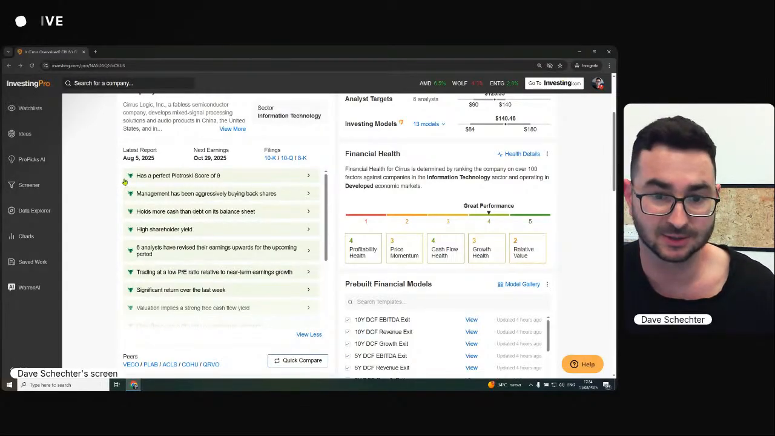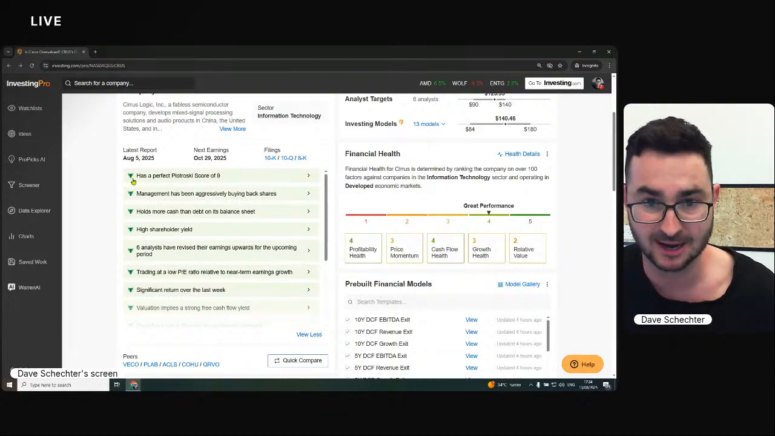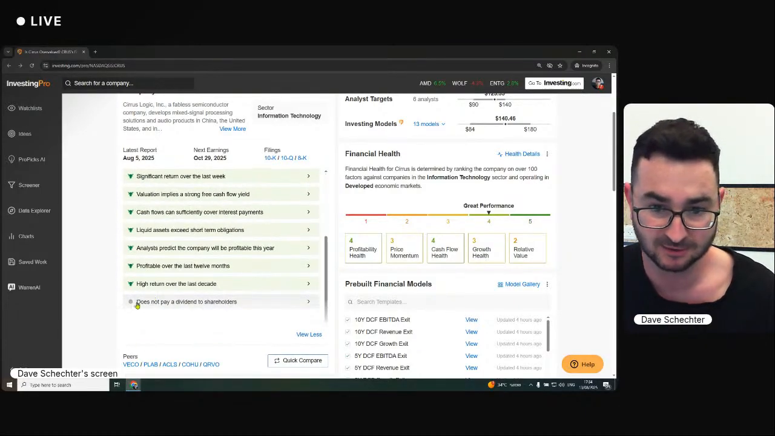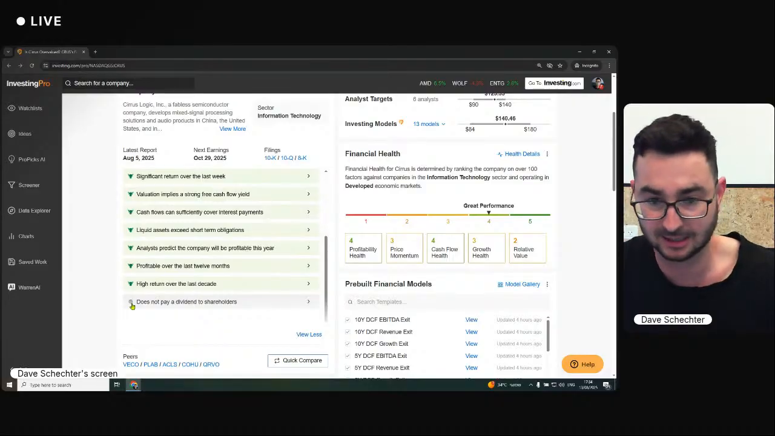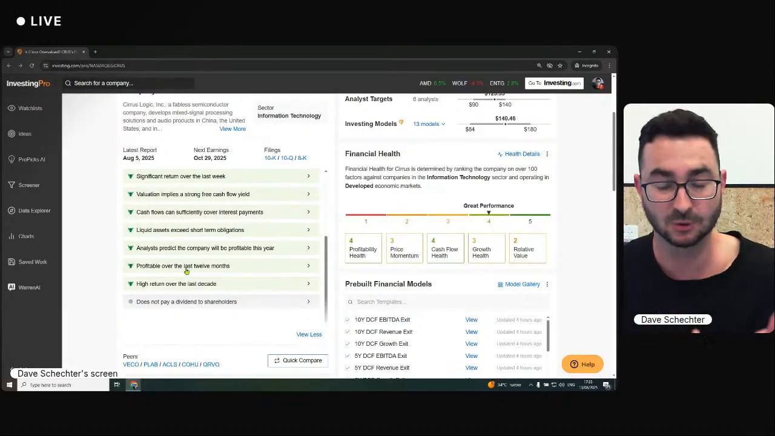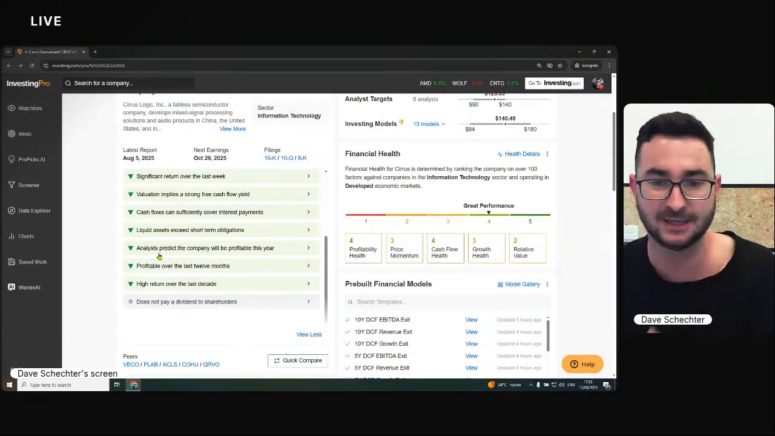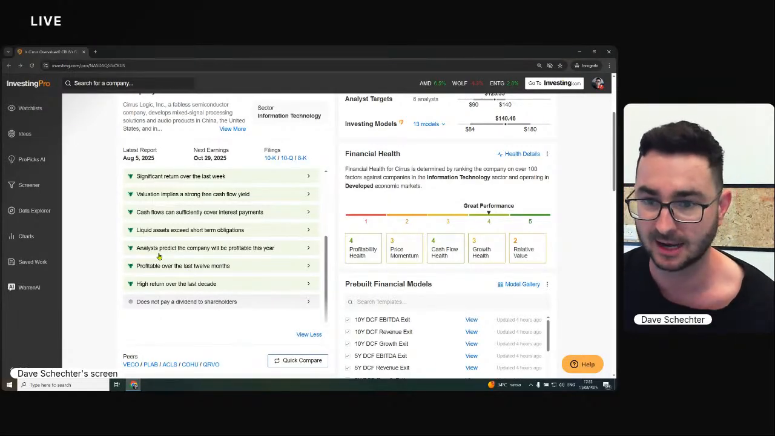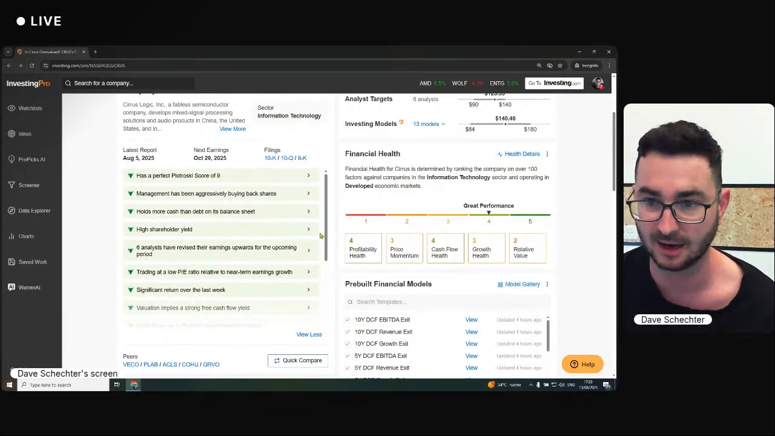For example, if something is in favor of the stock, it'll have a green bull. If it's neutral, like in this case, where the company doesn't pay a dividend to shareholders, it's not for or against the company. It's just something the company doesn't do. But if there was something that wasn't good about the company, it would have a red bear, indicating there is something you should know about and dig into a little more.